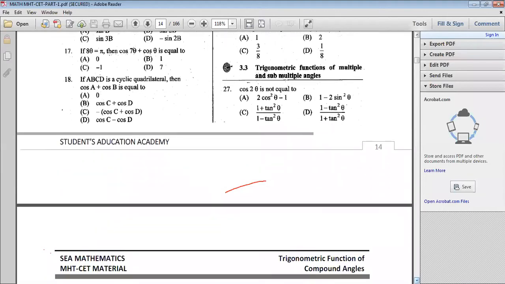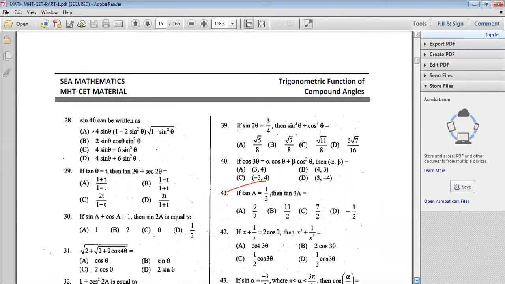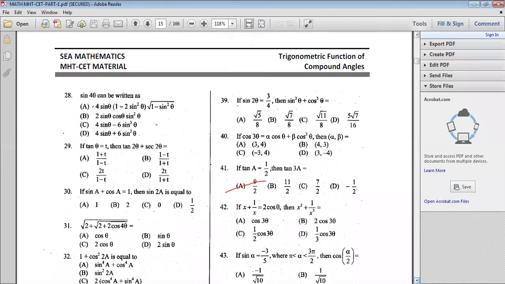Then look at the 28th problem. Sin 4 theta can be written as. How do you write the sin 4 theta? Which of the following options are correct? So just observe that.